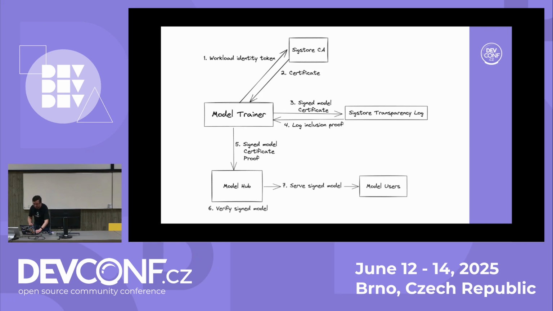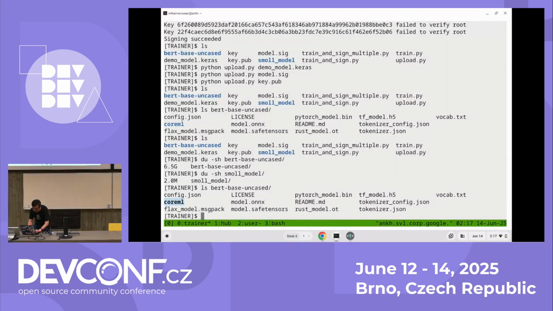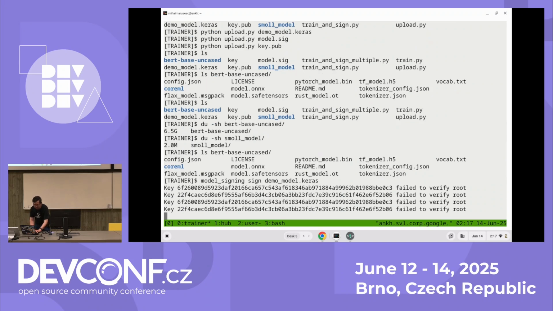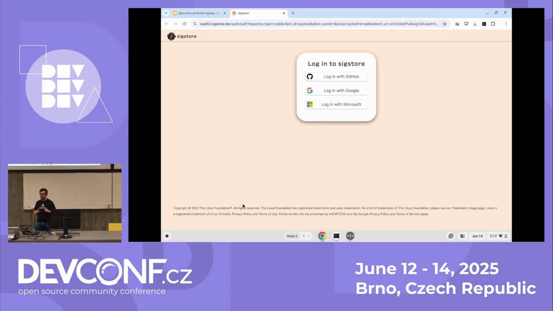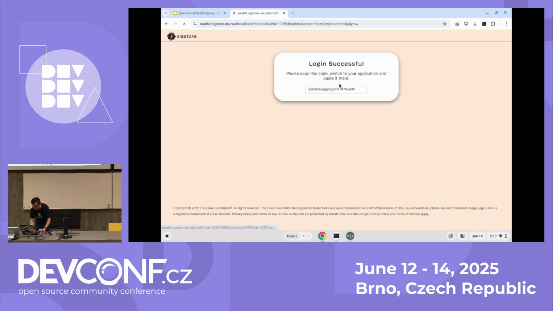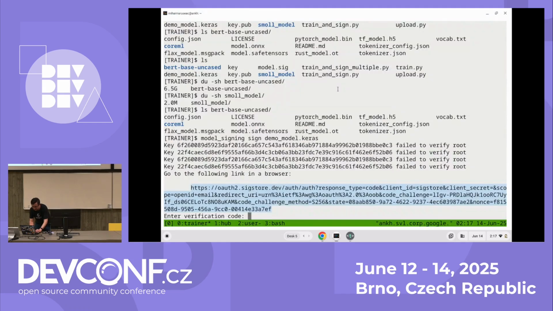And now let me do a demo first on signing. So I'm the trainer, model signing, sign, and I'm going to sign the demo model again. Okay, so it's hashing the model, and because I'm a human and not a workload identity, I have to first log in with some OIDC provider. So I have this link here, where if I click on it, it should open a browser tab to log into Sigstore with some OIDC providers. In this case, I could choose GitHub, Google, or Microsoft. Other services could provide more. So let's say I'm picking GitHub, and I copy this code, I copy it back here.